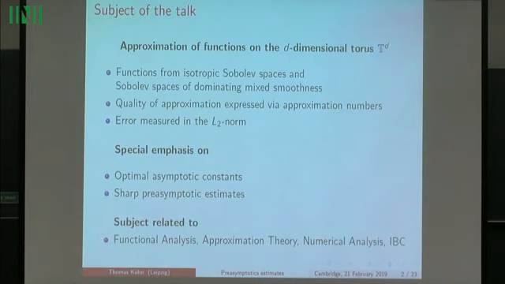So my special emphasis is on optimal asymptotic constants and on sharp pre-asymptotic estimates. I will explain in quite a bit of detail the philosophy which is behind these pre-asymptotic estimates, why they are useful, or why do we need such things. And the subject is related to functional analysis, that's the area where I come from, approximation theory, numerical analysis, and also to information-based complexity.